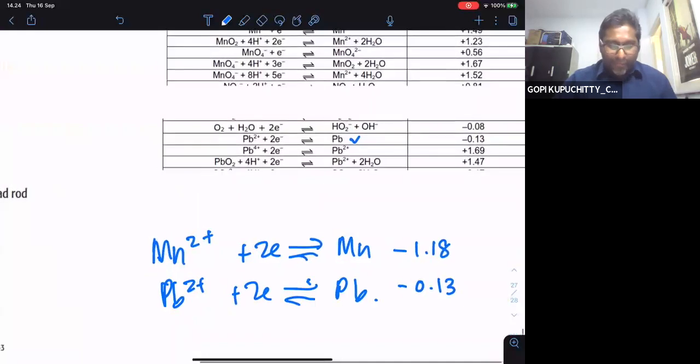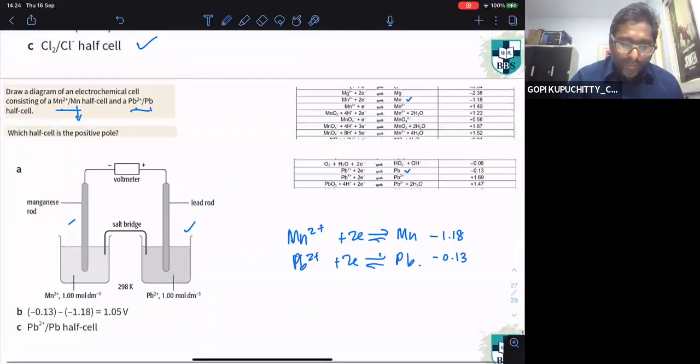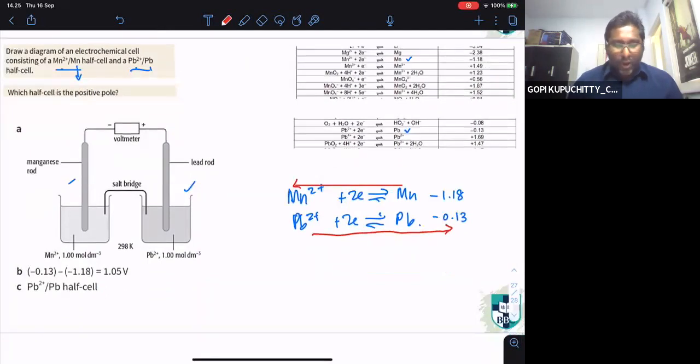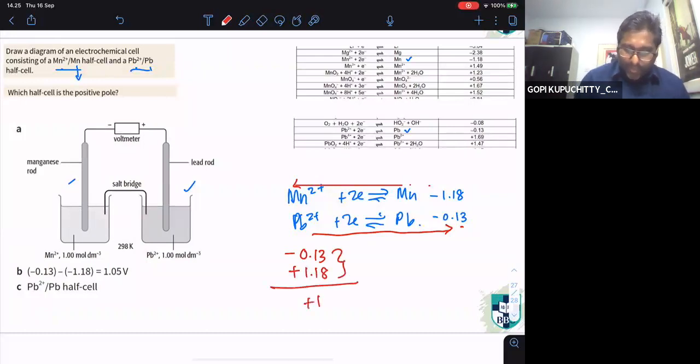So you need to find out which one is more positive. More positive is this one, closer to 0. And this one will go here. If I want to calculate only, this is going to stay negative 0.13. This one is going behind, reverse, so it's going to change to plus 1.18. When I join these two together, what will I get? I will get positive 1.05.